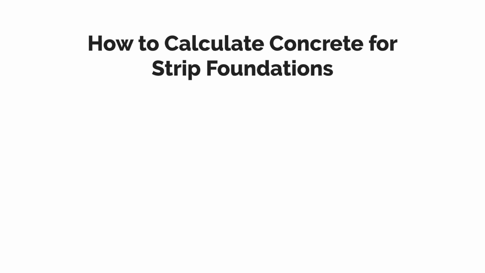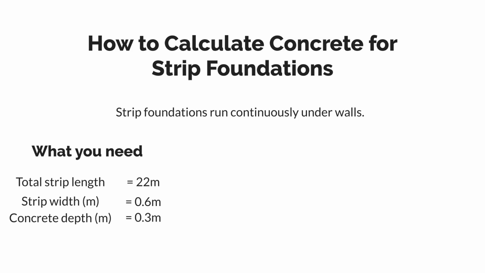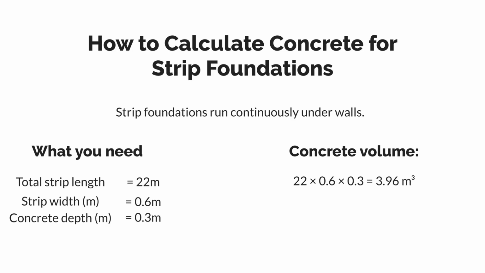Secondly, we'll look at strip foundations. Strip foundations run continuously under walls. Again, what you need is the total strip length in meters, the total strip width in meters, and the concrete depth. A worked example here: the strip foundation has a length of 22 meters, a width of 0.6 meters, and a depth of 0.3 meters. So the calculation is the same here. It's 22 times 0.6 times 0.3, which totals 3.96 cubic meters.